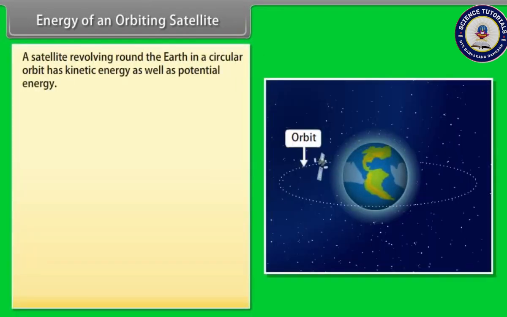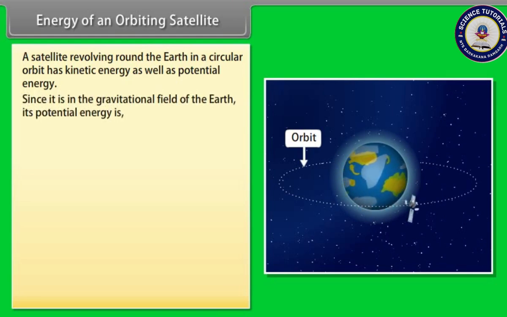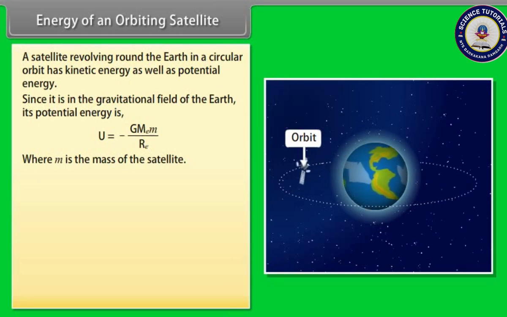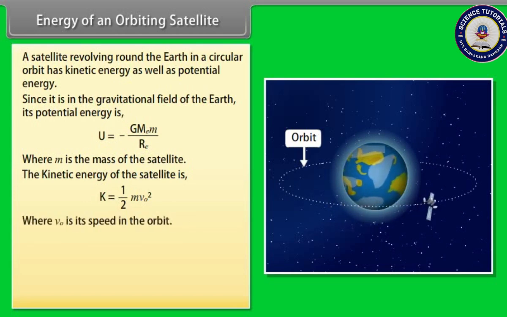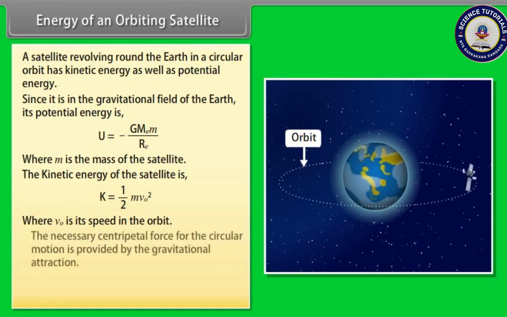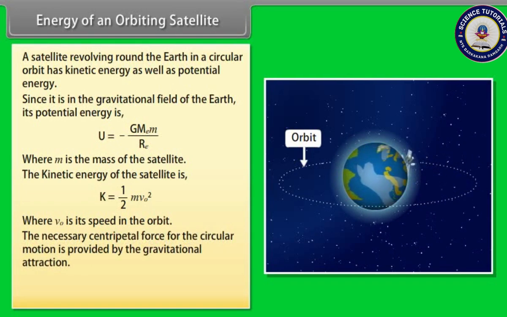Energy of an orbiting satellite. A satellite revolving round the Earth in a circular orbit has kinetic energy as well as potential energy. Since it is in the gravitational field of the Earth, its potential energy is U = -GMeM/Re, where M is the mass of the satellite. The kinetic energy of the satellite is K = 1/2 mv0², where v0 is its speed in the orbit. The necessary centripetal force for the circular motion is provided by the gravitational attraction.